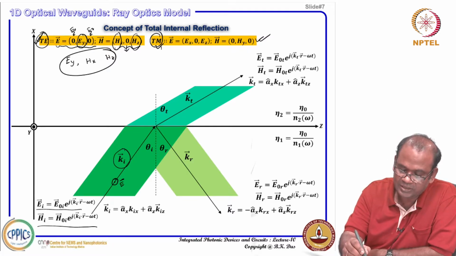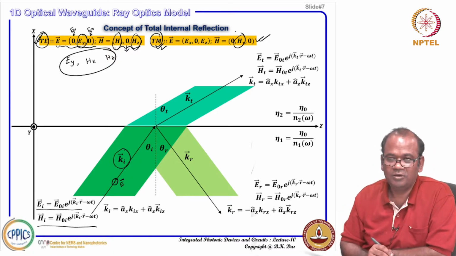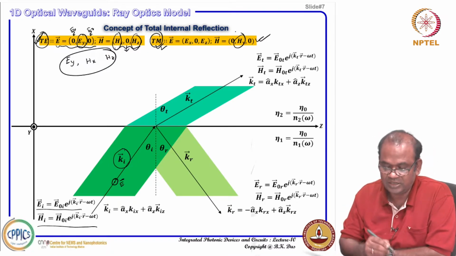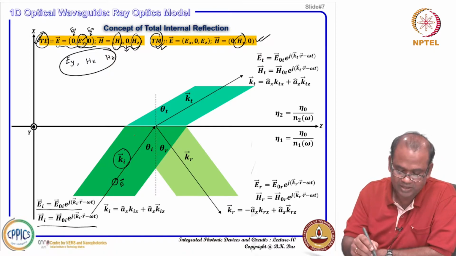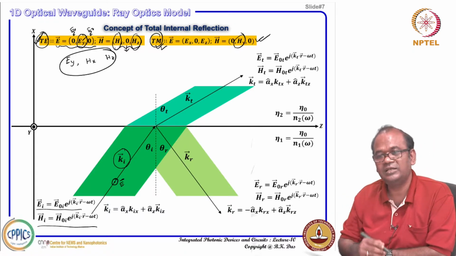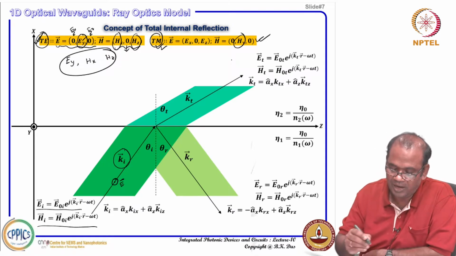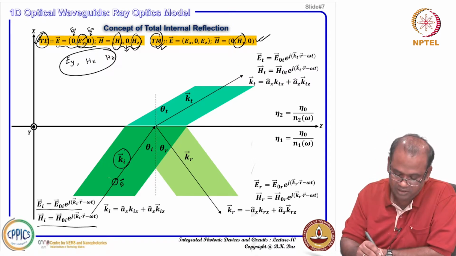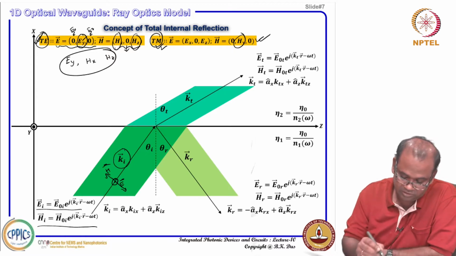Similarly, for TM polarization we consider that the magnetic field is perpendicular to the xz plane, along the y direction. That means in the TE case the electric field is the tangential component to the interface, and for TM the magnetic field is the tangential component to the interface. So the magnetic field is perpendicular to the screen. Earlier the magnetic field was oscillating like this and the electric field in the y direction, and now it is a reverse case.